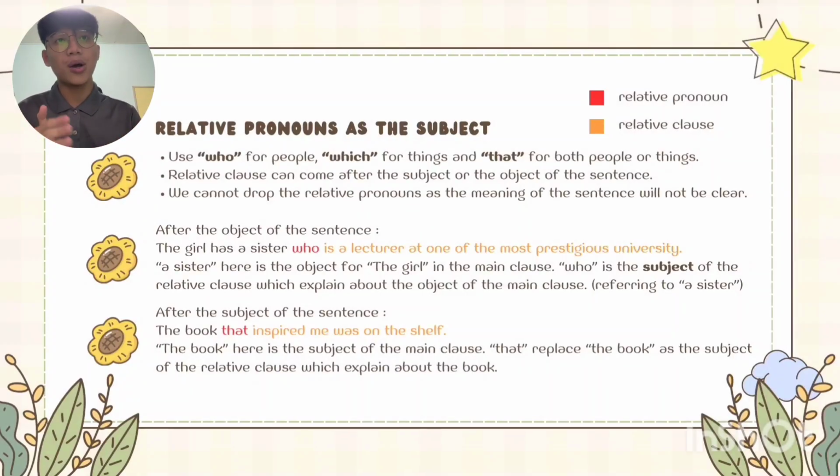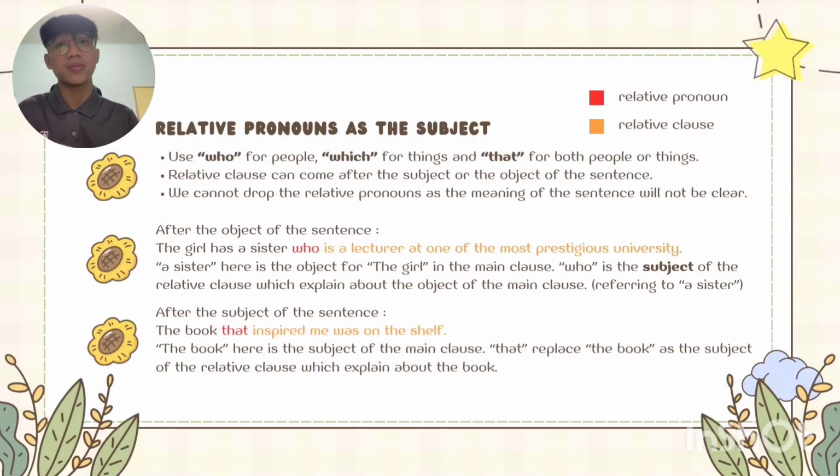So who is the subject for the whole relative clause after that. After the who, what does who tell? Who explains about the object of the main clause, which is referring to a sister from the whole sentence. Okay, and then for the second part, it is after the subject of the sentence.